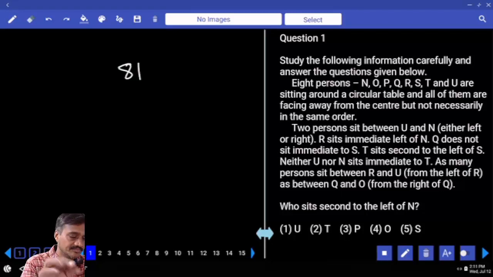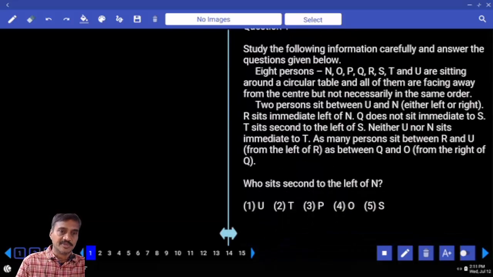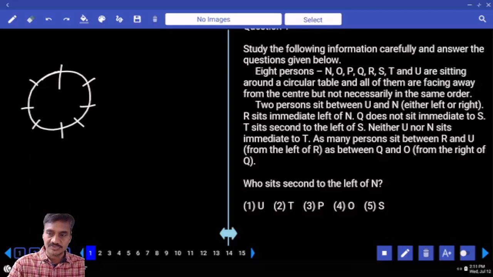RRB Clerk Prelims. Now in this question, numbers 1 to 5. Now tell me whether it comes under the first priority or the second priority. Definitely under the first priority. How many persons are there? 8 persons seated around a circular table. And all the persons are facing towards which direction?